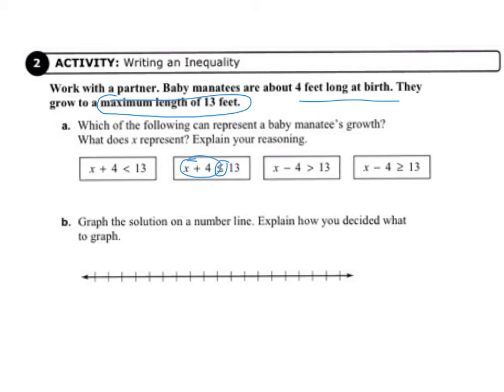So we have X plus 4. So the 4 represents how long the manatee is when it's born, and the X would represent how much it grows during its first year. So how long it is when it starts plus how much it grows would be less than or equal to 13 feet. So that would be our equation. So that makes sense for us. So we would say that X is the manatee's growth.